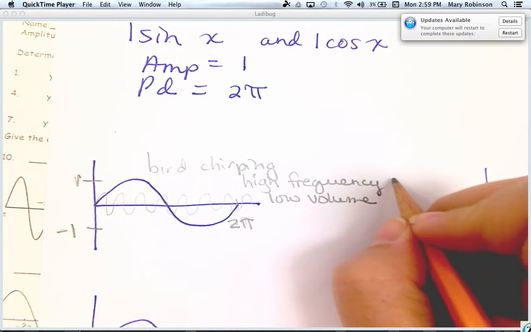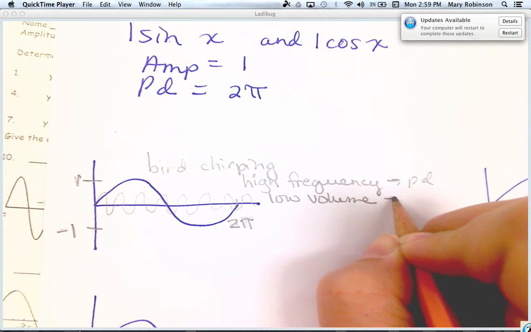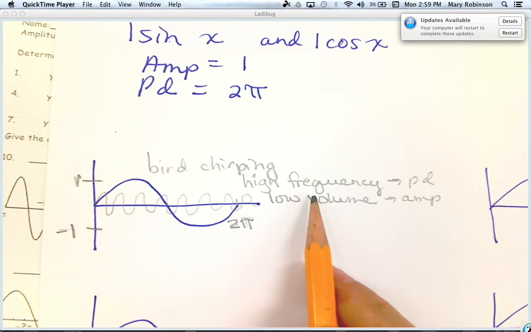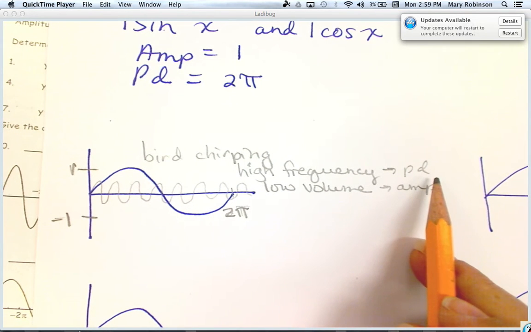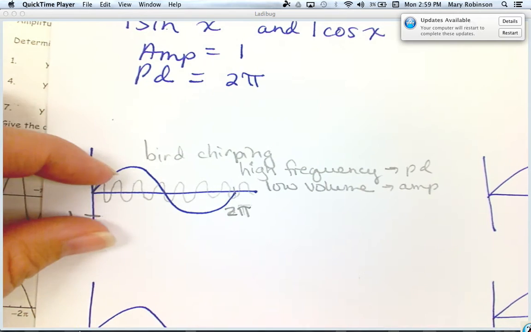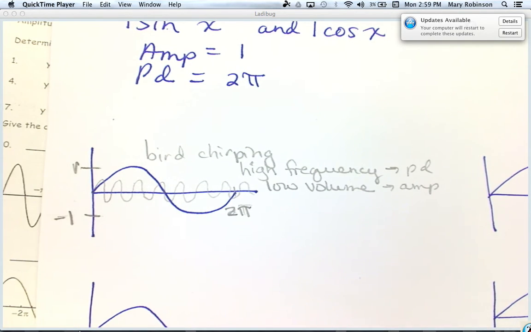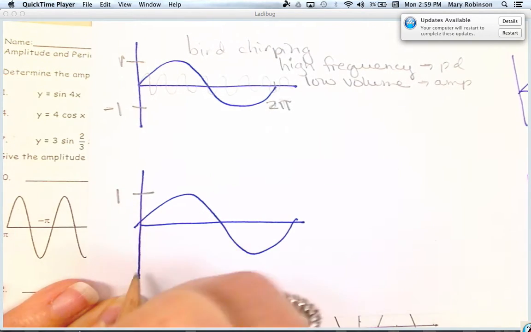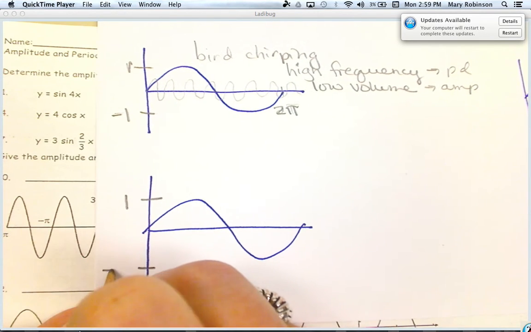So frequency, remember, affects the period, and that volume is representative of your amplitude, right? So your high frequency affects the period. It would actually decrease the period, but a low volume would decrease your amplitude. So another scenario we might consider is, what if you heard a lion roar?